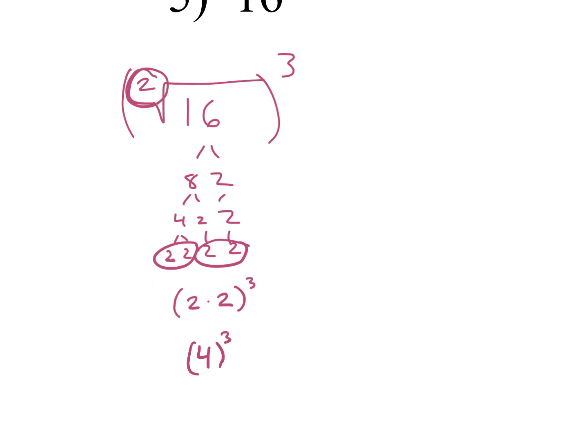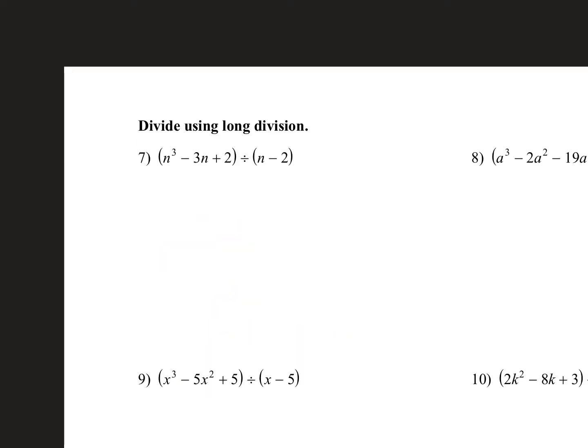What's 4 to the 3rd power? It's like saying 4 times 4 times 4. What do we get? 64. Awesome. On your quiz tomorrow, there will be a question that says divide using long division and divide using synthetic division. For the one that says long division, you have to divide using long division. You have to show your work. If you do synthetic division, when it says to do long division, you won't get any points.